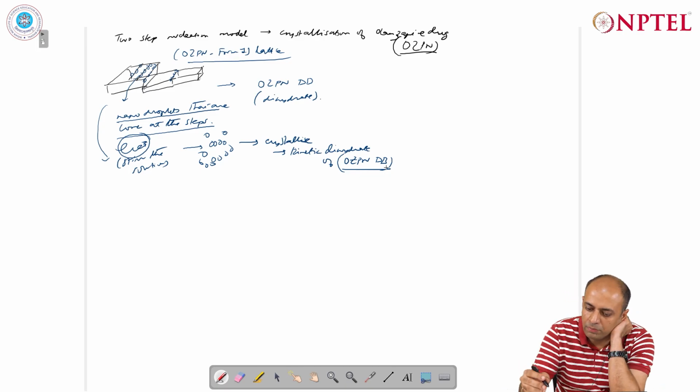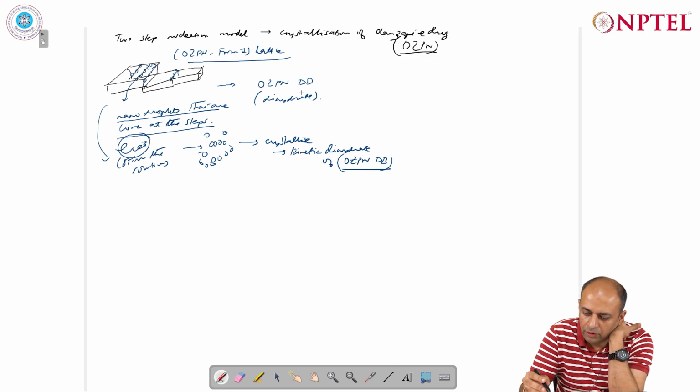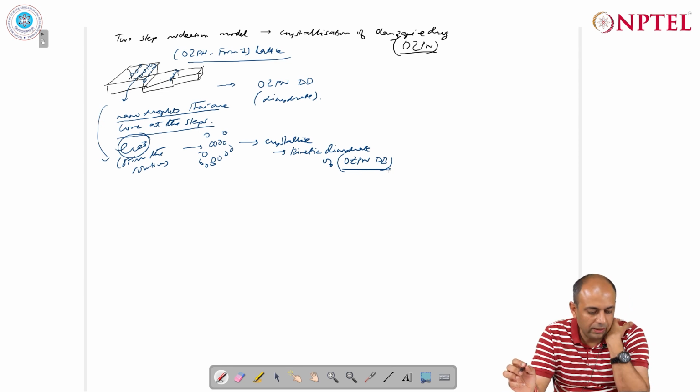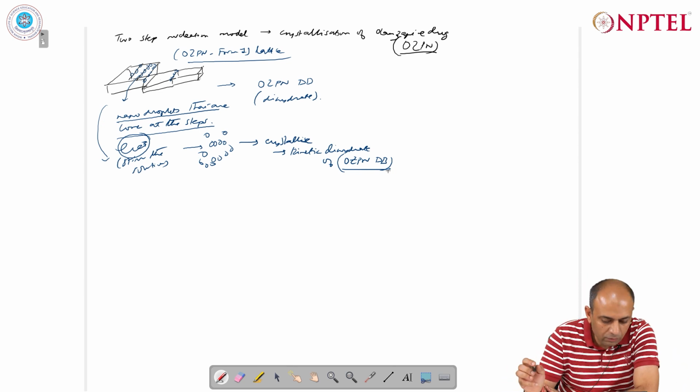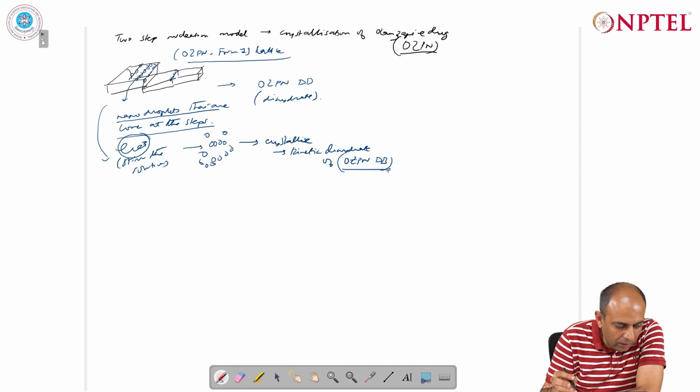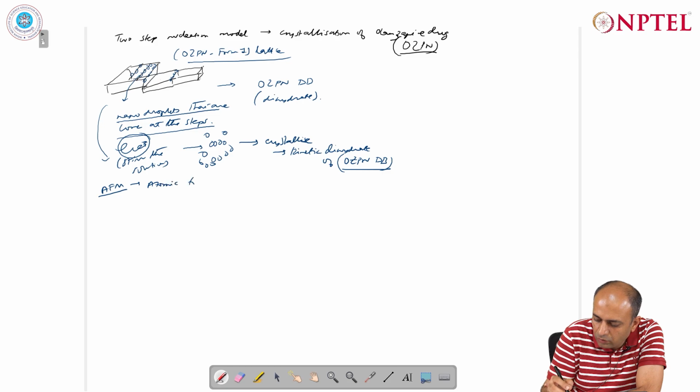So, we started with form 1. We can either get one particular dihydrate polymorph because of the crystallization using the two-step nucleation model, or we can stir the solution where the droplets now go into the bulk and then crystallize as a kinetic dihydrate, OZPNDB. So, this has been possible to study using AFM, that is atomic force microscopy.